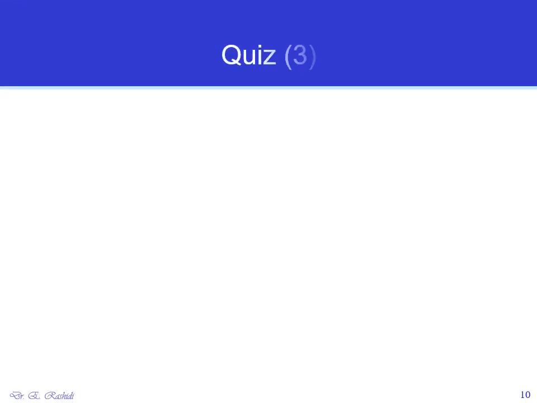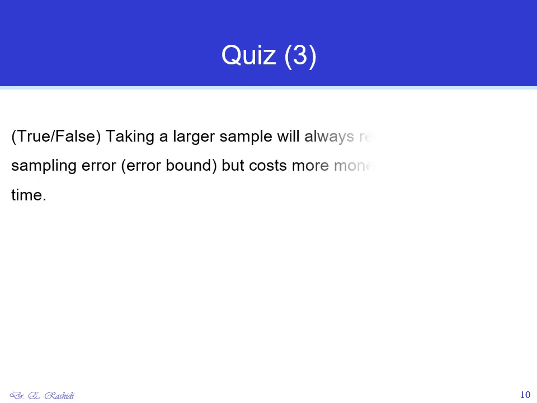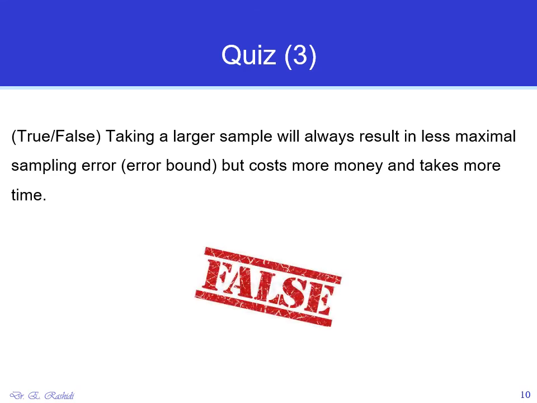Next quiz. True or false question. Taking a larger sample will always result in less maximal sampling error or error bound, but costs more money and takes more time. Is this true or false? What do you think? Well, actually, this is false. The reason for that is it says always. On average, this would be true. So if instead of always it said on average, then it would be true. So that's the key mistake made here. On average, if you take a larger sample, it would result in a smaller sampling error.